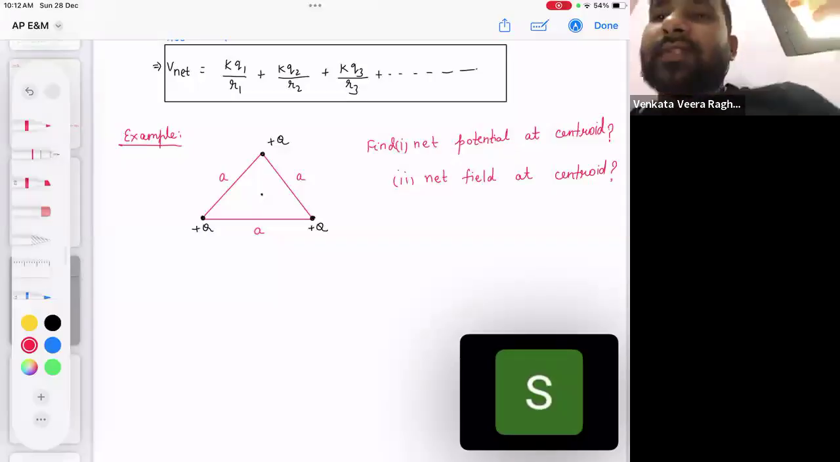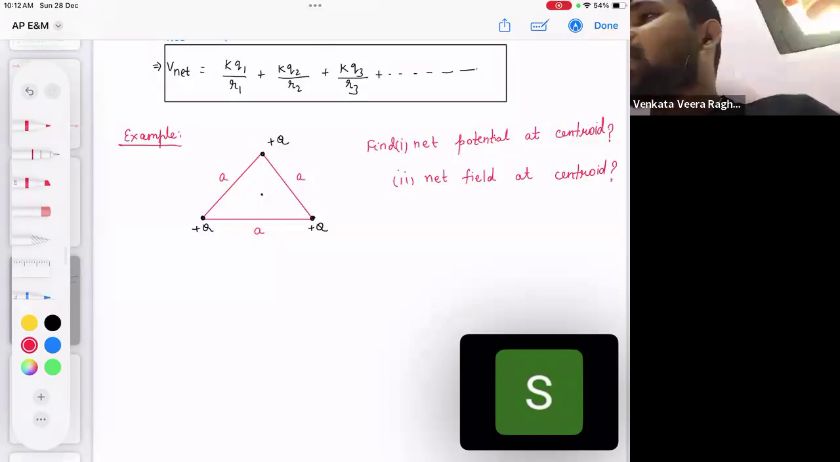What is the net field that will come at the centroid? Is it going to be zero? Please tell me. We have calculated this question. When we discussed the electric field concept, we calculated what the net field is, right? Remember?